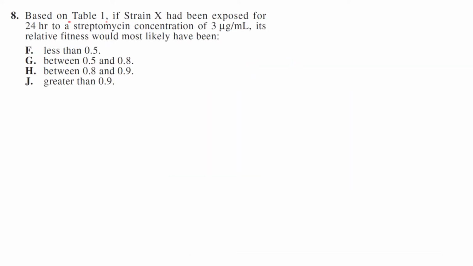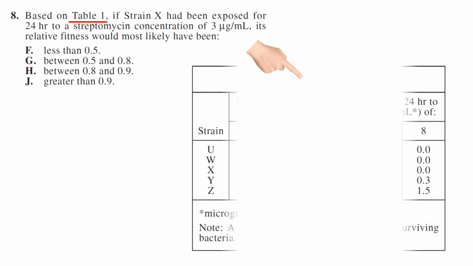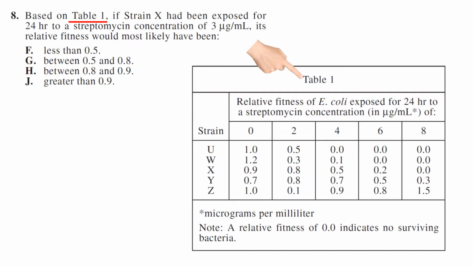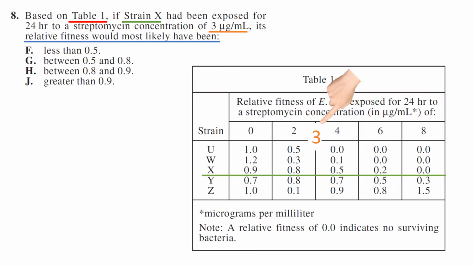Number 8, based on table 1, put your finger on table 1. If strain X, so put your finger on strain X, had been exposed for 24 hours to a concentration of 3, so 3 is going to be between 2 and 4, so write the number 3 in there. Its relative fitness would have been somewhere between 0.5 and 0.8, so your answer is G.